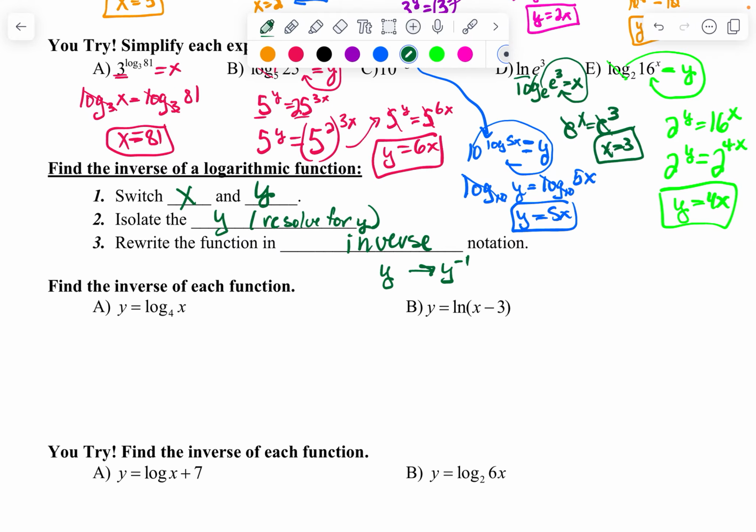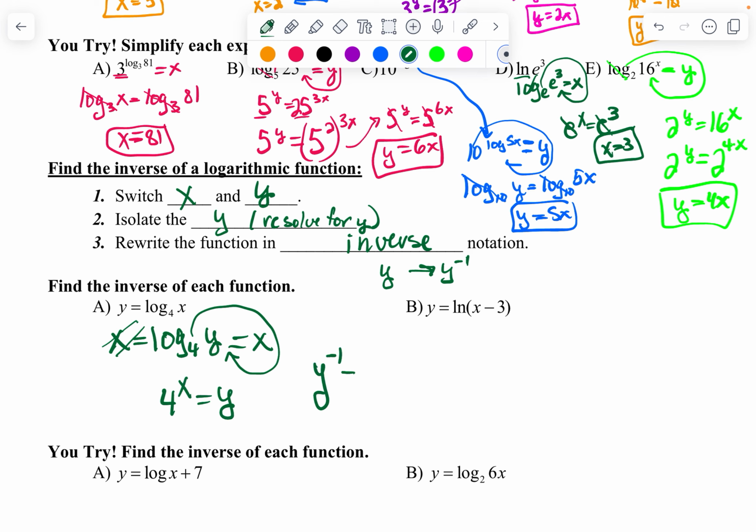y equals log base 4 of x. So now I want to go x equals log base 4 of y. I switched my x's and y's. Okay, now I got to get y by itself. The only way to do that, since it's a log, is to turn it into an exponential. I don't like the look of the x on that side, so I'm going to put it over here so I can make it look like the swoop that we were doing earlier. So I get 4 to the x equals y. It's all by itself. So now I can rewrite it with the inverse notation.